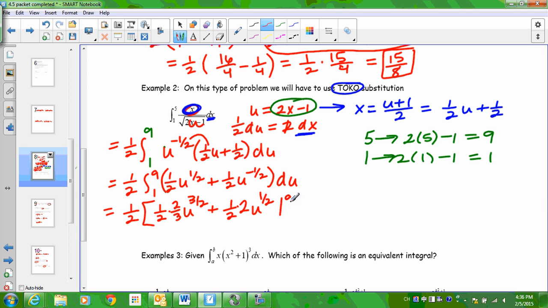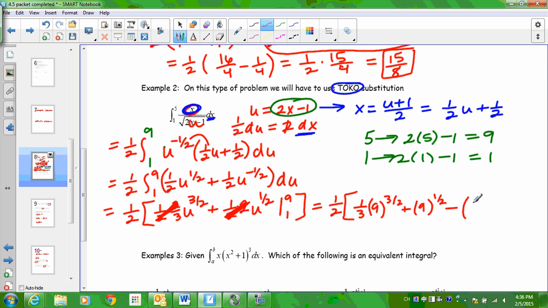I don't need plus c. That's the difference in these. You don't need plus c. Now, if you can simplify these easily, do that. You don't have to simplify, but it's really not that bad to do it. So this becomes 1/3, and you plug in your 9. 9 to the 3/2 plus 9 to the 1/2 minus parentheses.